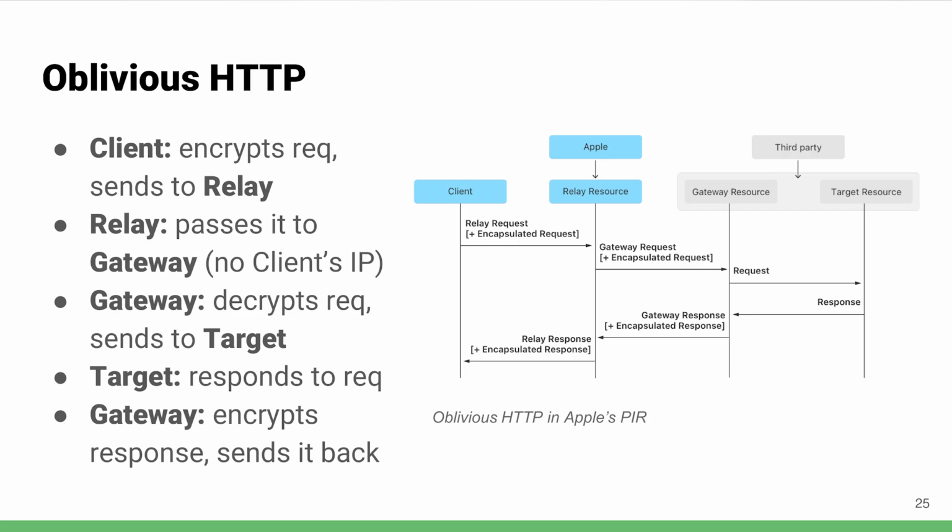So what do we achieve? The relay does not know what's inside, so Apple doesn't know what's inside of the request, and the gateway doesn't see the user. So we were able to hide their IP address. The idea is simple, and it works.